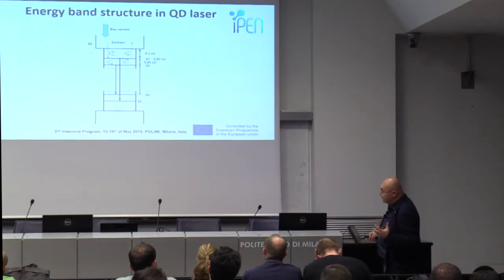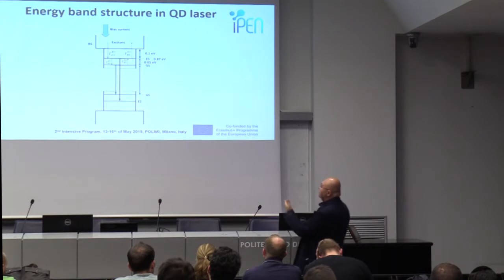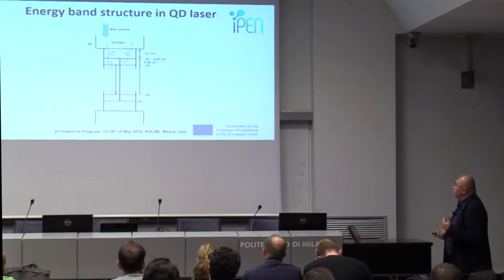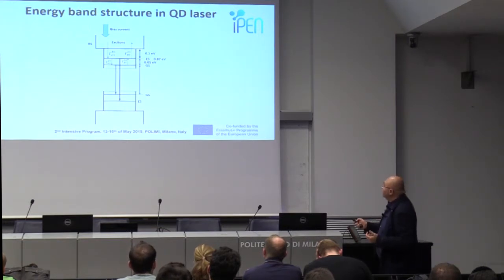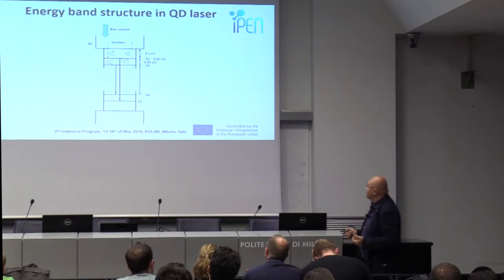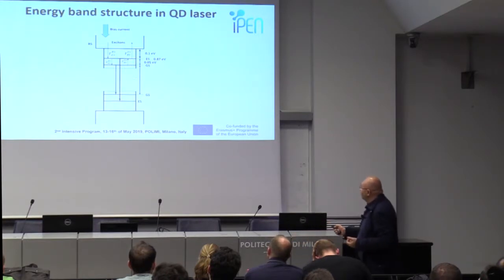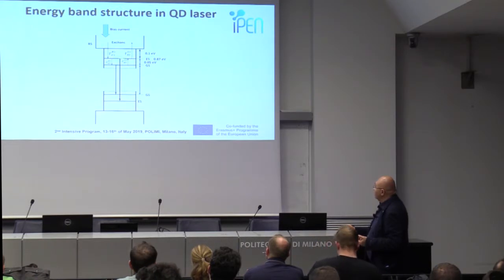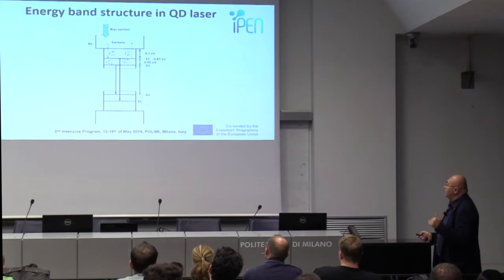So once we understand the basics of the laser operation, we can move to the quantum dot laser. In the quantum dot laser, actually we have some wetting layer. It serves as a reservoir for the free electrons. In the conduction band, we have two levels. One of them is the ground state. The second is the excited state. And we have also two levels in the valence band.